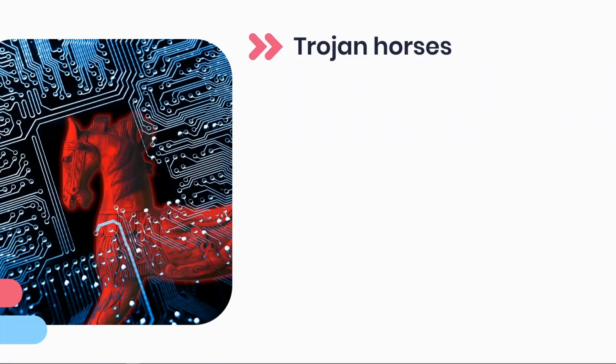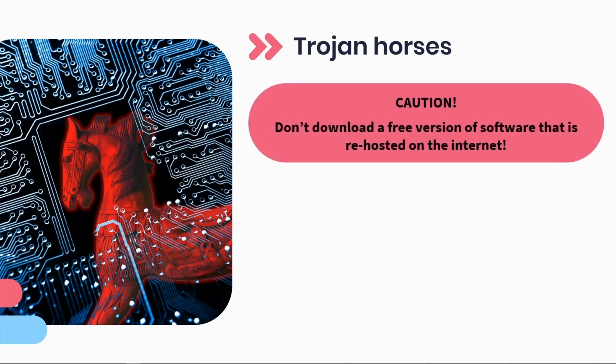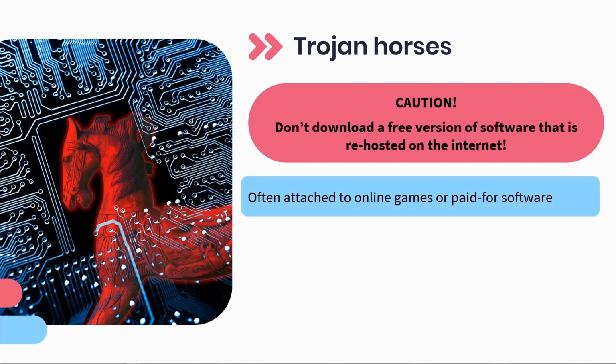A Trojan horse, or Trojan, is a class of malware that is often disguised as legitimate software. It is a good example of crack software in which hackers rehost paid software for free to lure users who think they're getting a legitimate free version. A word of caution: don't download a free version of software that is rehosted on the internet. How does Trojan malware get transmitted? Trojan malware is often found attached to online games or paid-for software like Adobe.